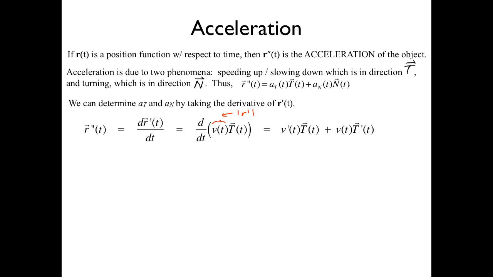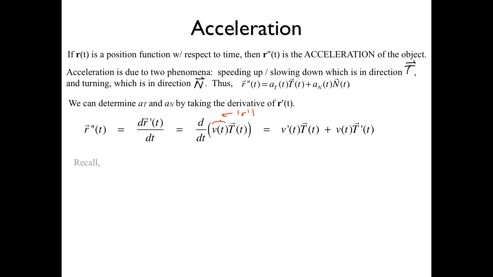Okay, so we're pretty much done with a sub T. If v of t is the speed, then the derivative of speed is just how much we're speeding up or slowing down. That's our a sub T function. Here, this is different. We have to do some work here to get something times N. But we're pretty much done with the speeding up or slowing down part. It's just going to be the derivative of the speed.